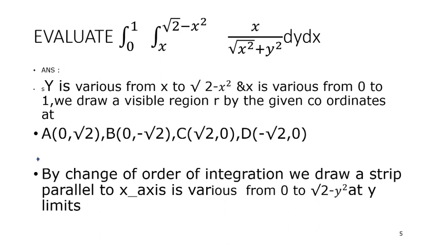Solution: y varies from x to root of 2 minus x square, and x varies from 0 to 1. We draw the region R with the given coordinates: a equals 0 comma root 2, b equals 0 comma minus root 2, c equals root 2 comma 0, d equals minus root 2 comma 0. By changing the order of integration, we draw a strip parallel to the x-axis, where x varies from 0 to root of 2 minus y square at the y limits.